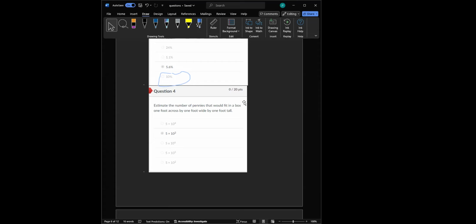Individual stacks? Yeah, I think stacks are an easier area. You could get 16 across and 16 rows of 16. Okay, so that means whatever number you get for the height, you just multiply that by 16 again, and that should give you the right answer, which I think was 5 times 10 to the 4th or something.